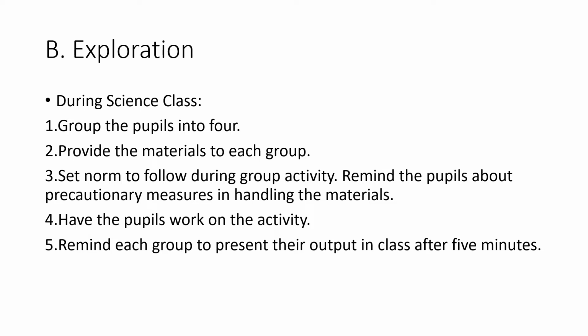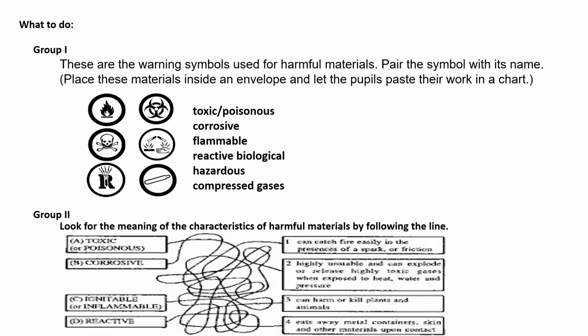Now that we are already done with our activity, we go to group 1. Group 1, you are going to place the materials inside the envelope and let the pupils paste your work in the chart. You are going to do this: the warning symbols used for harmful materials, and then you are going to pair the symbol with its name. Okay? Take out this symbol.